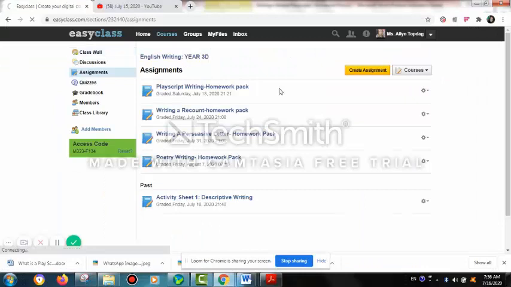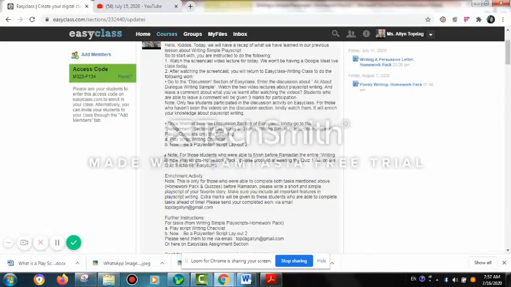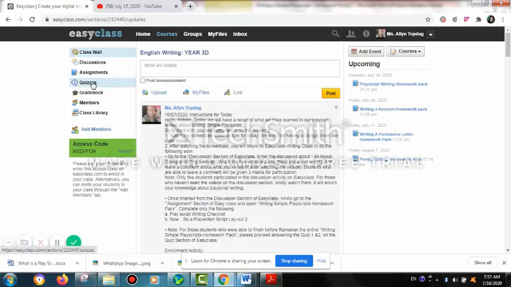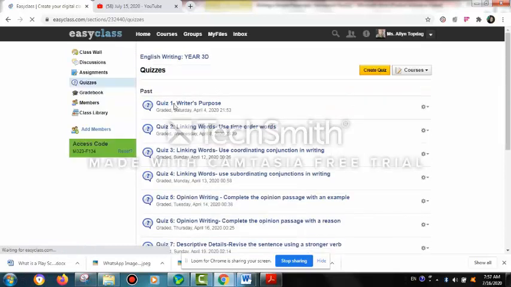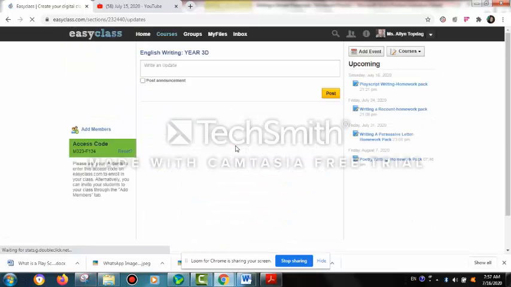So let's go back to class wall. Here I wrote a note. For those students who were able to finish before Ramadan the entire Writing Simple Playscripts homework pack, they need to proceed to answering quiz number 1 and 2 on the quiz section of EasyClass. So you just have to click on quizzes and finish quiz number 1 and quiz number 2. Now let's move on to the next instruction.